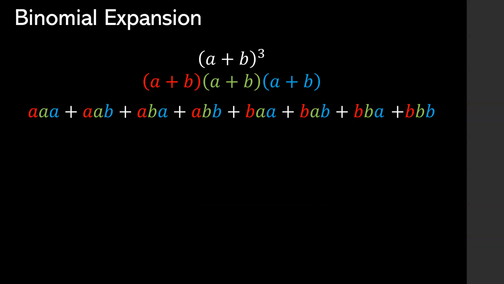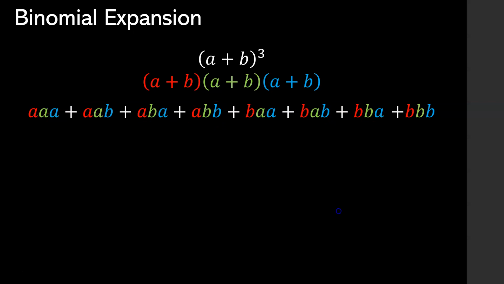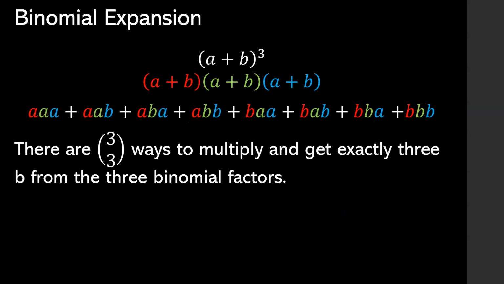How many ways are there to choose exactly 2 B's? Well, let's count these out. Not 2, not 2, not 2 B's. Ooh, there's 2 B's. Not 2, exactly 2, exactly 2, not exactly 2. Too many. There are 3 choosing 2 ways to multiply out and get exactly 2 B's from the 3 binomial factors. So 3 choosing 2, we already did that, we got 3. And the last one, do you know what the last version is? Well, 3 choosing 3. And we know there's only one way to get all B's, and so 3 choosing 3 has to be 1.